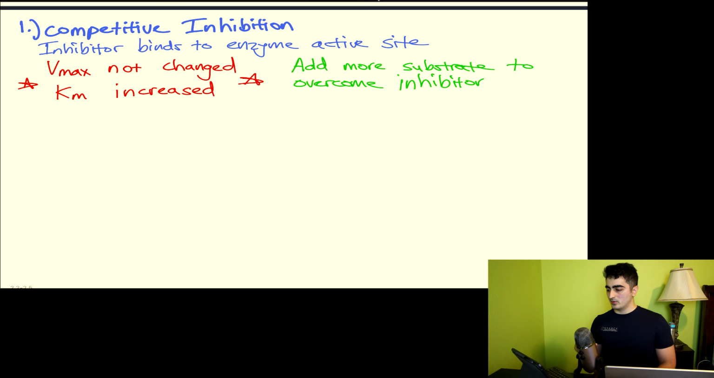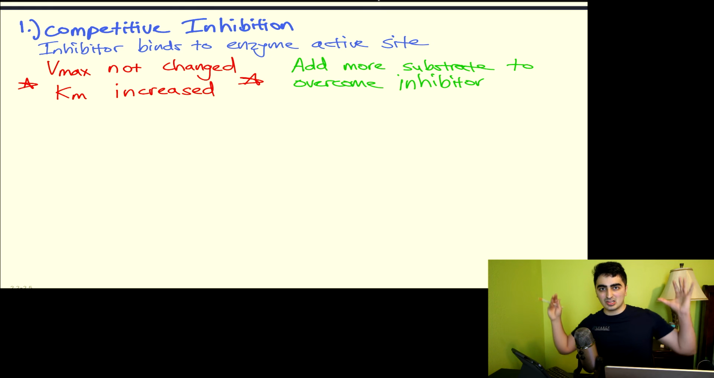So for competitive inhibition, we have these molecules that bind to enzymes, this inhibitor that binds to an enzyme. For competitive inhibition, the inhibitor binds to the enzyme's active site to inhibit it. And what we have to know is, how are Vmax and Km changed? For competitive inhibition, because our inhibitor binds to the active site, if we add a lot of substrate to the mix, we can overcome that effect.